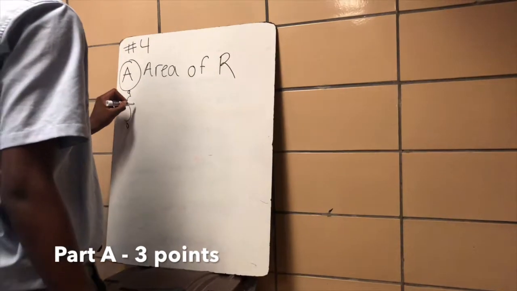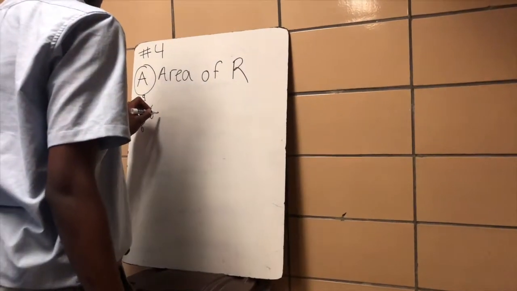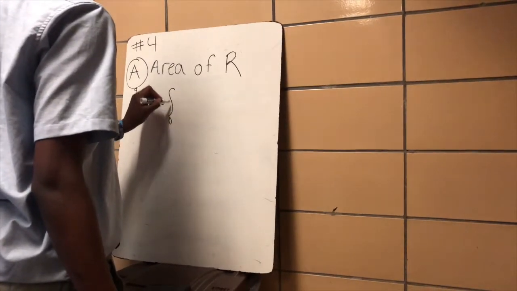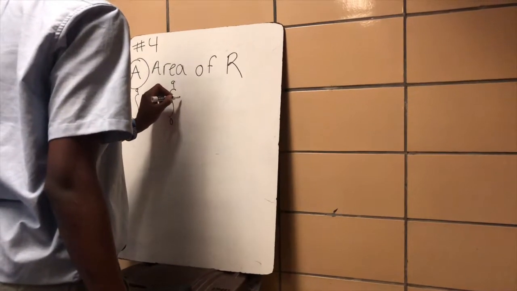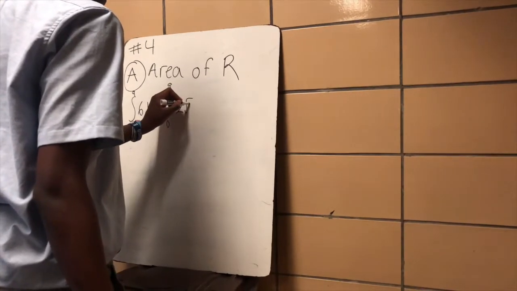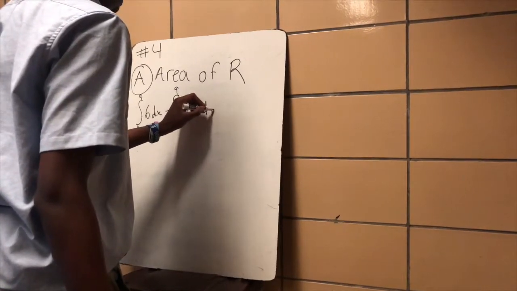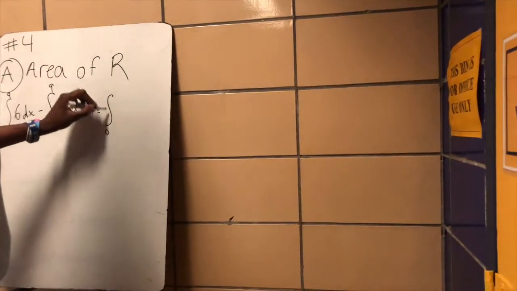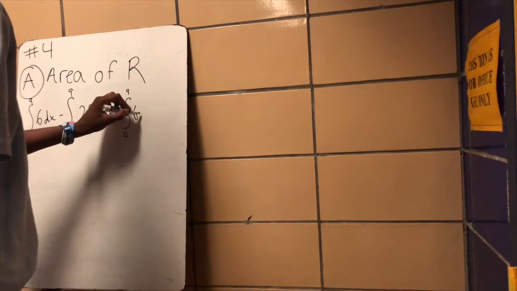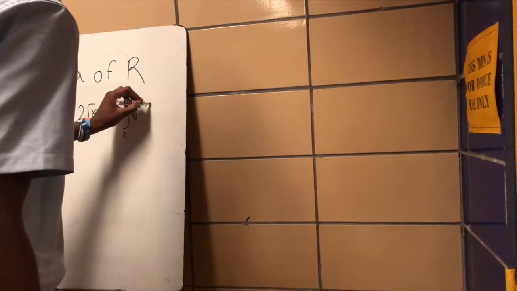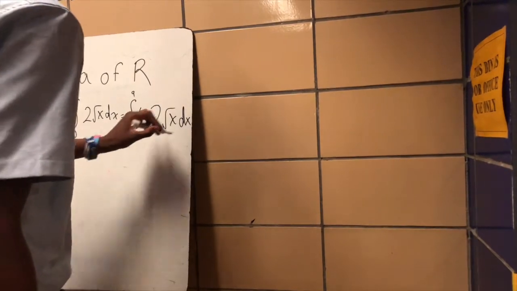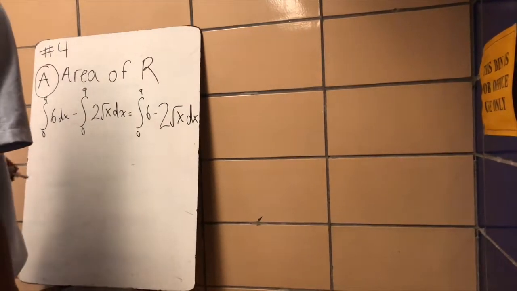Part A of question 4 asks you to find the area of R. To do so, you must take the integral from 0 to 9, 6 dx, and subtract that from the integral from 0 to 9, 2 radical x dx. 6 is the top function, and 2 radical x is the bottom function. When you subtract both functions, you get integral 0 to 9, 6 minus 2 radical x dx.